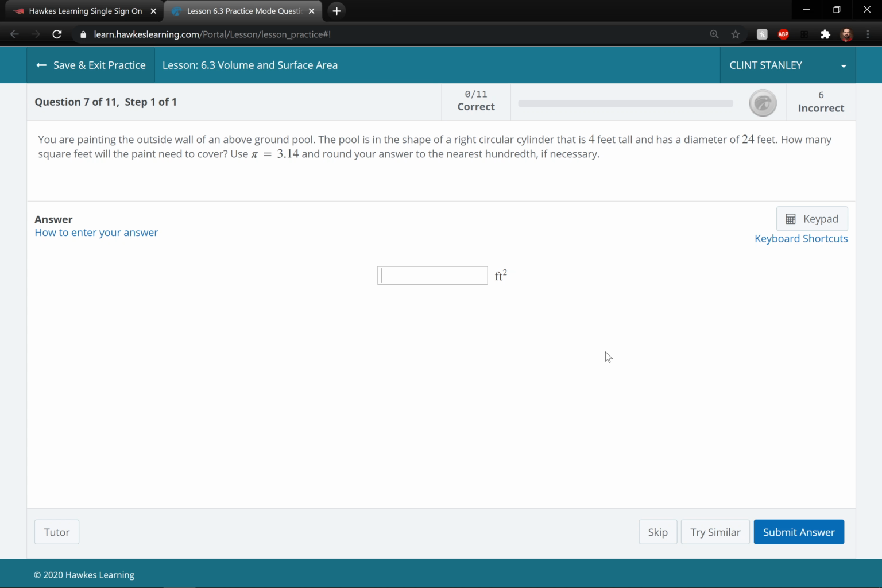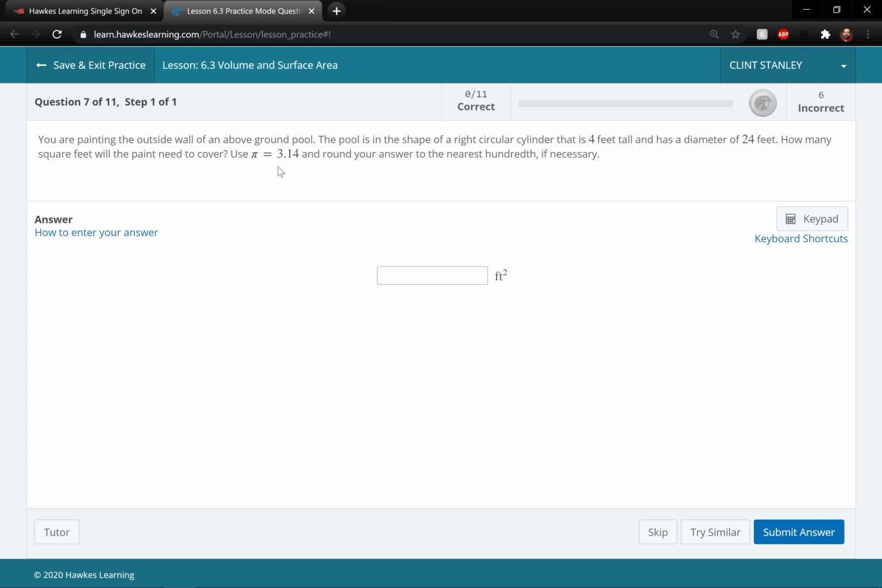See what's next. Okay. This one, we've got a swimming pool. We're painting the outside of an above ground pool. How many square feet of paint do we need to cover? Okay, so we're just painting the outside.